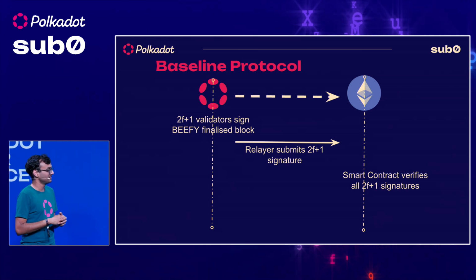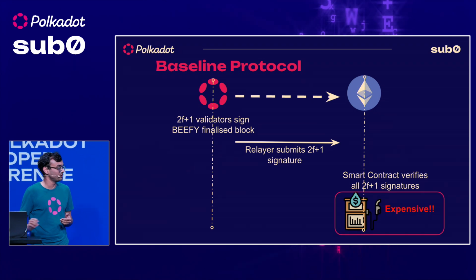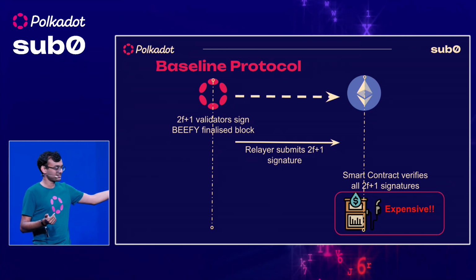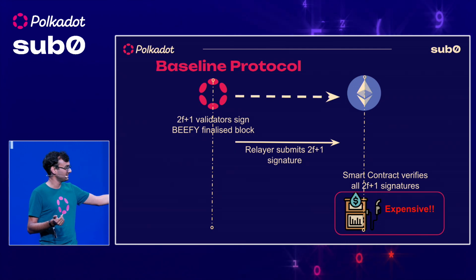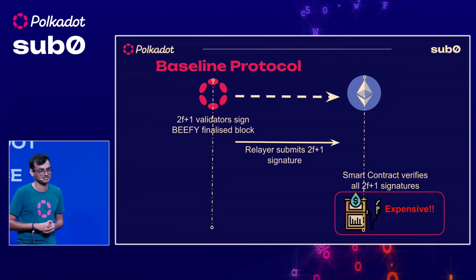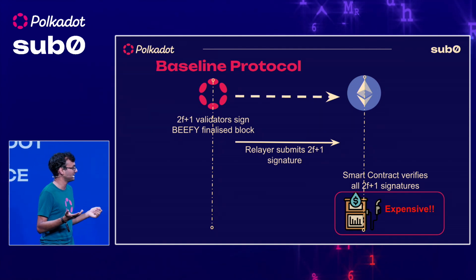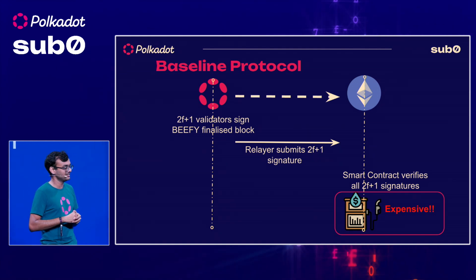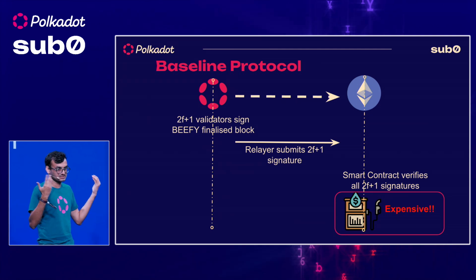But the obvious drawback here is that this is going to be super expensive because there are transaction costs and gas costs that the smart contract has to pay for verifying all these 2f+1 signatures, right? And in Polkadot, we are talking about more than 200 signatures here because there are 300 validators. And on Kusama, this is even larger.